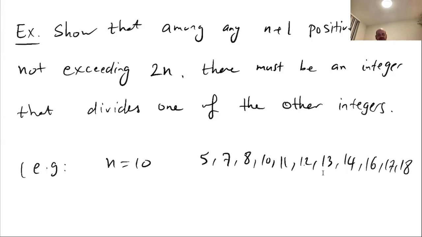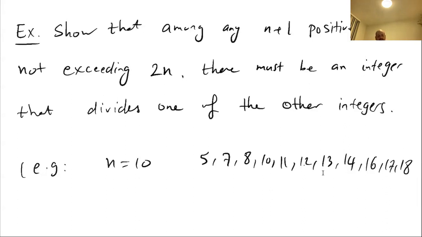So no matter how you choose your n+1 integers, one of them must divide one other integer. So look here, for example, the first integer 5, does it divide one other integer? Yes, 5 divides 10. So I already found the example I was looking for. But 7, for example, also divides 14, or 8 divides 16. So there are so many of them here that divide one other.